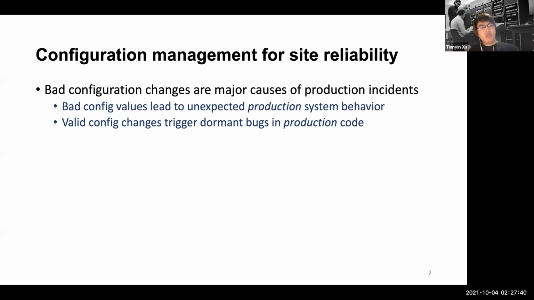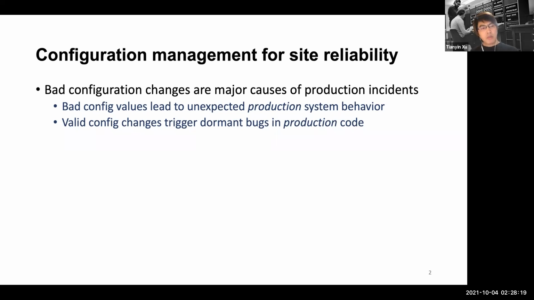The second type of bad configs is even more tricky because the configs themselves are not necessarily bad. Many times they are valid. But the valid configuration changes trigger dormant bugs in production code by exposing new code paths which may not have been well executed before. So as a research group on software and system reliability, we have been thinking really hard about how to detect those bad configs and prevent them from being deployed to production.